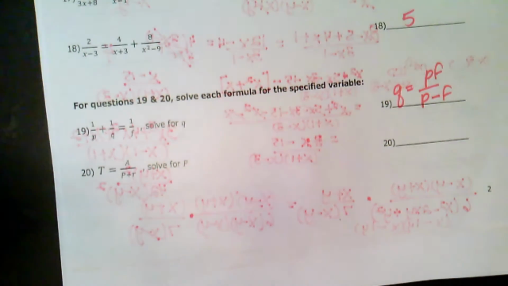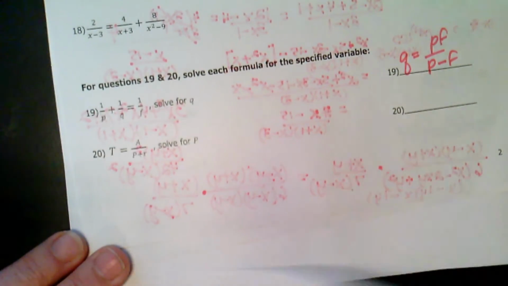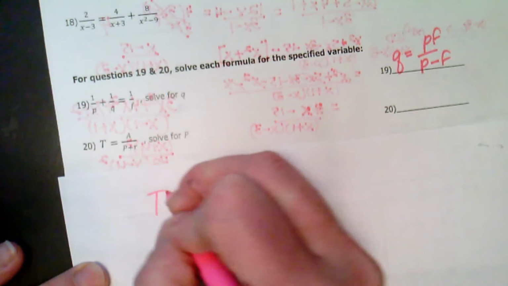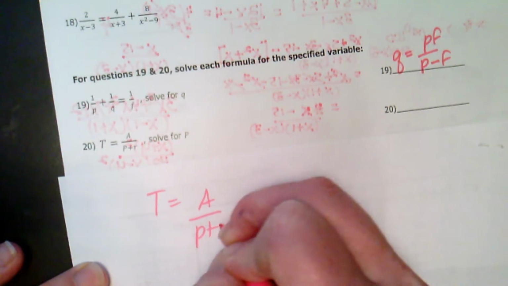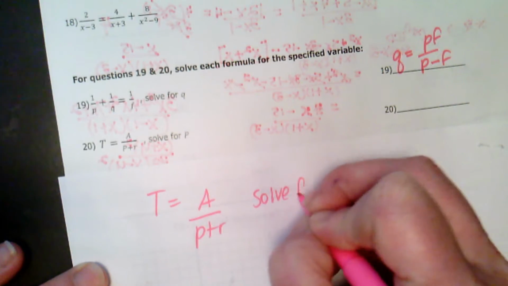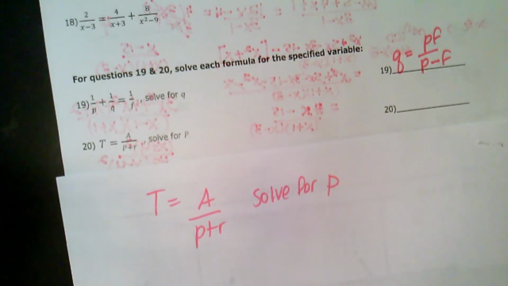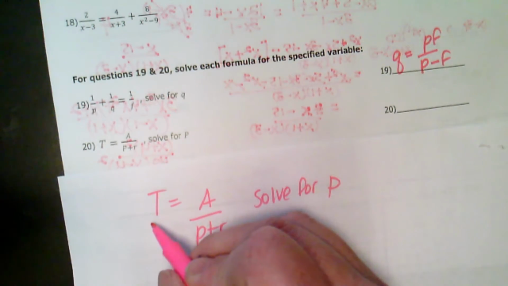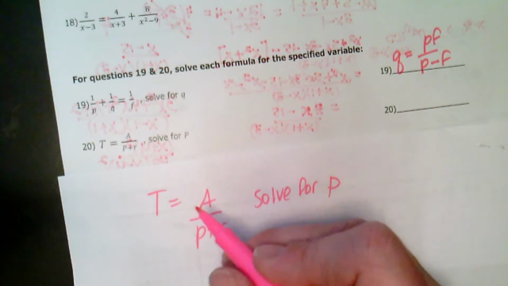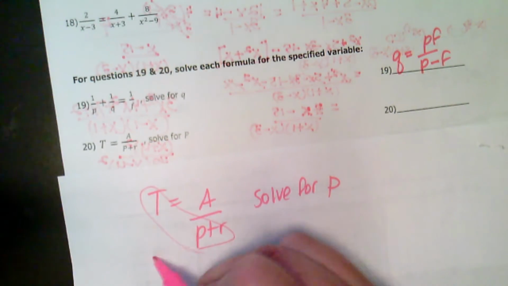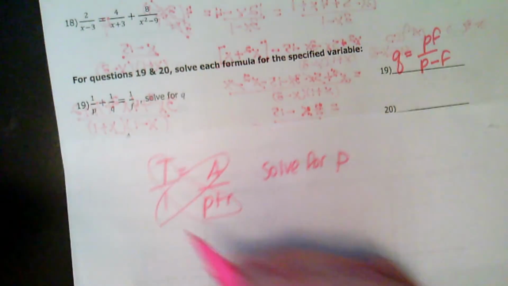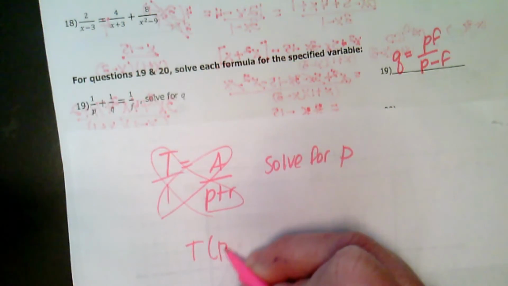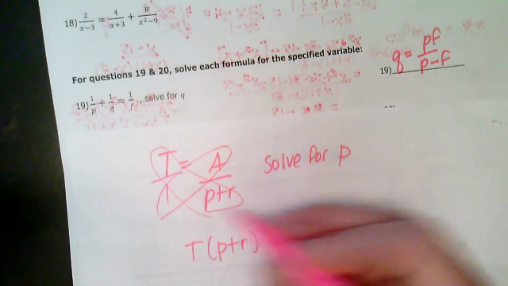So number 20 is very similar. We're solving for p. So one way you can get rid of denominators is to multiply everything by the LCD. So we could times everything by p plus r. Or if it's one term equals one term, we can do that cross multiplying thing, and this is like a 1. So we have t times p plus r equals a times 1, which is a.